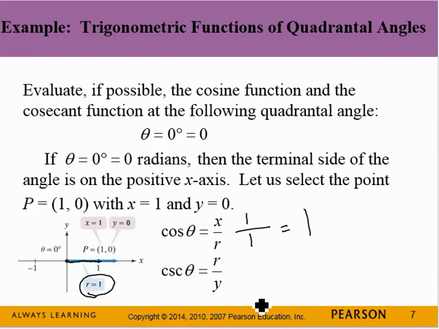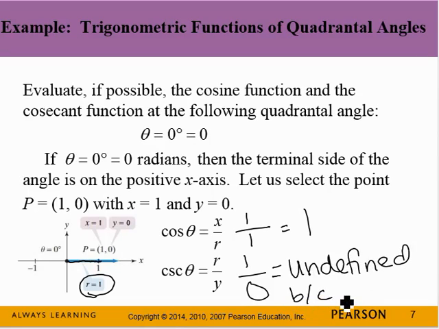And that's it. So for your cosecant, you have your r, which is 1, and y is 0. Are you allowed to have 0 in your denominator? Nope. So it's undefined. It's undefined because you have a 0 in your denominator, and you're not allowed to have 0 in your denominator.